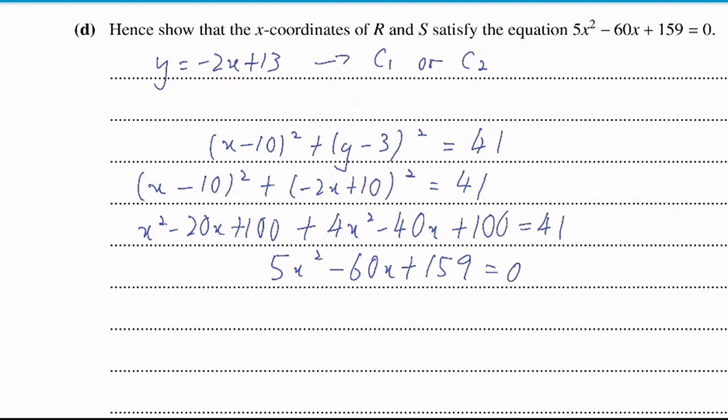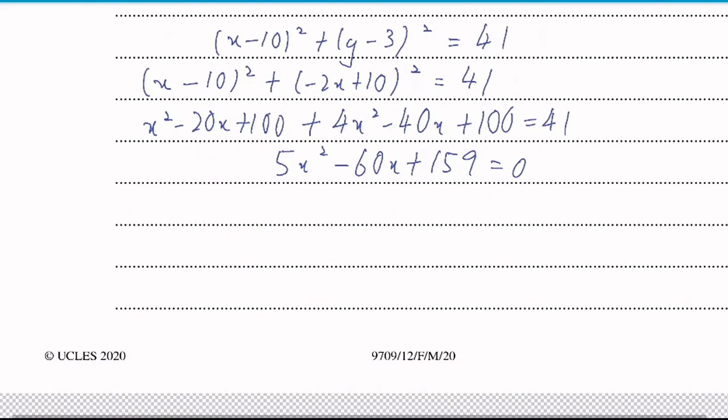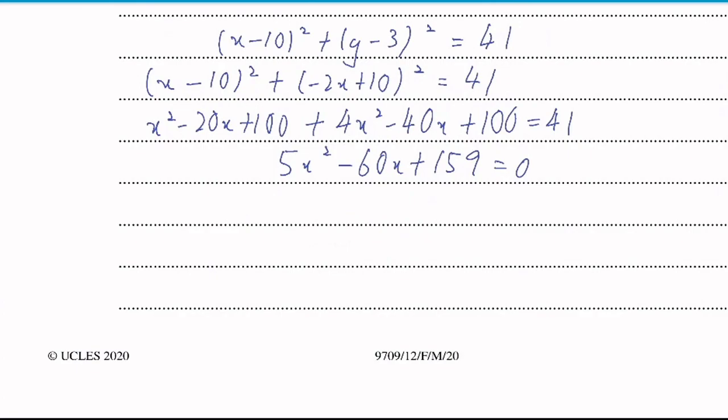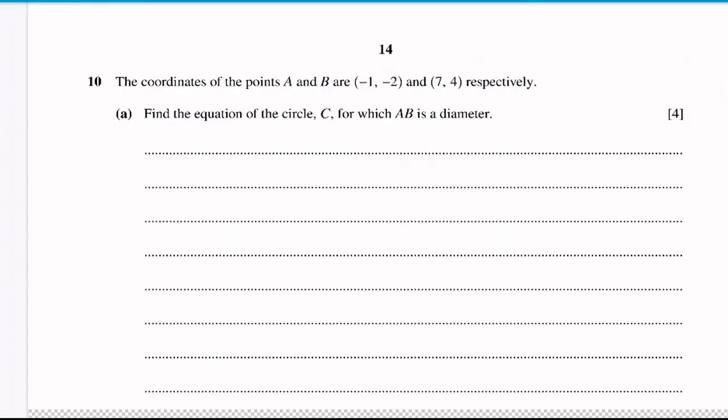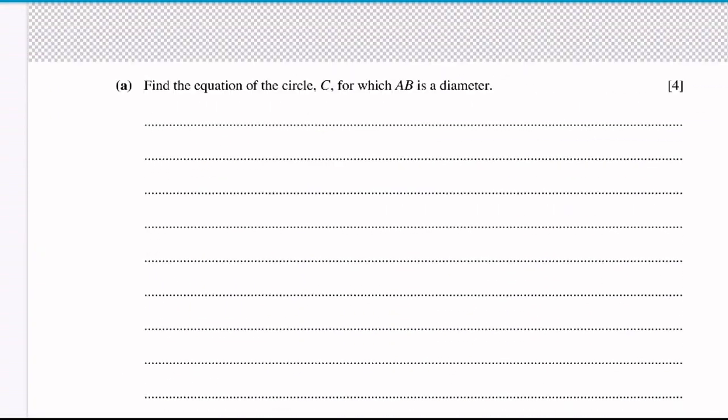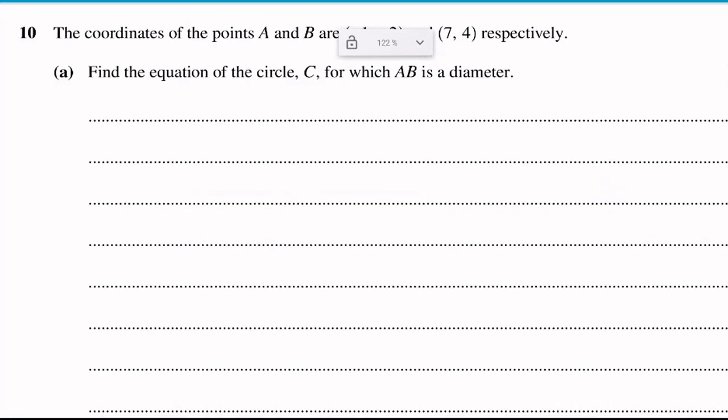Okay, so this is part D. Okay, right. Let's look at the next question. This is from the May/June 2020 paper, which the exam never happened. For this question, they don't give us any diagram. We have the points A and B, and they tell us that AB here is a diameter, and we need to find the equation of the circle.